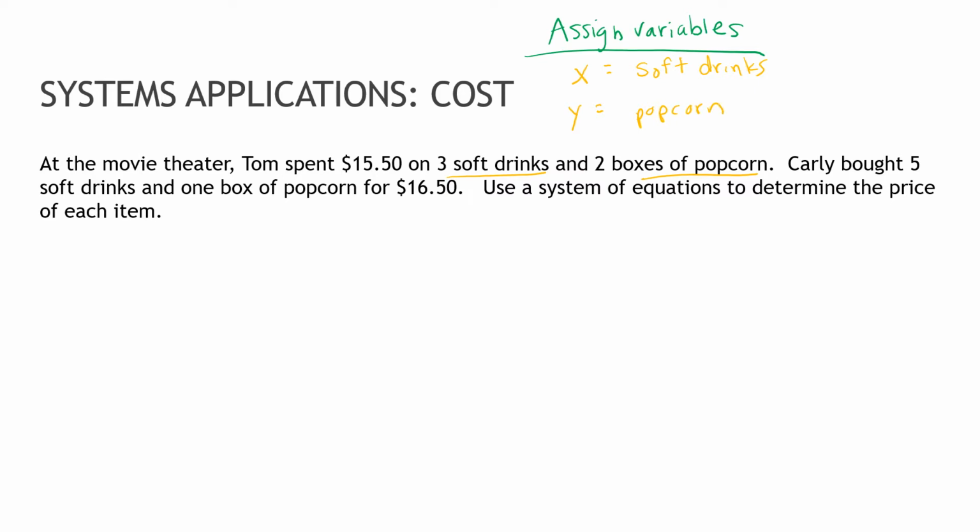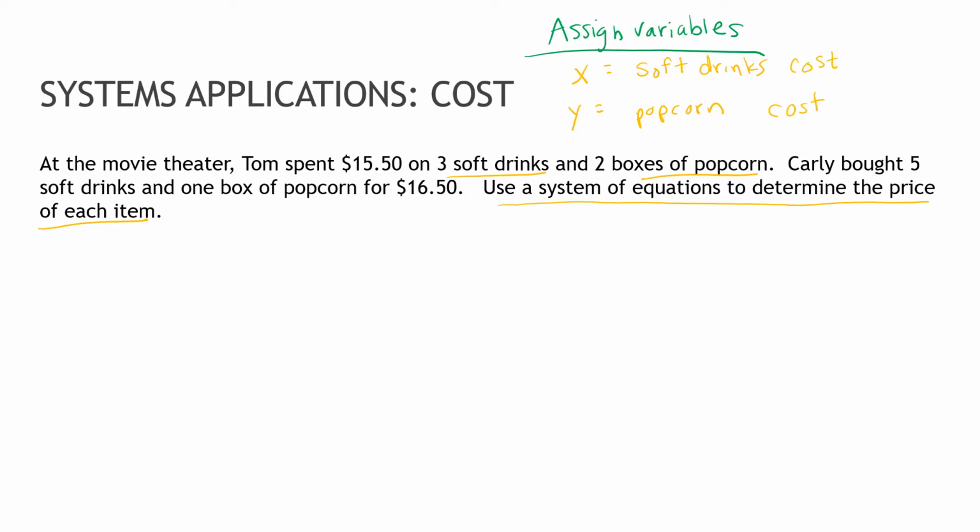Now, what specifically about soft drinks and popcorn am I looking at? Well, if I'm looking at cost for soft drinks and popcorn, then that's what both of these are. So it's not just the number, it's the cost of each. Because at the end, it says use a system of equations to determine the price of each item. So I need to specify that I'm looking at the cost of a soft drink and the cost of popcorn.